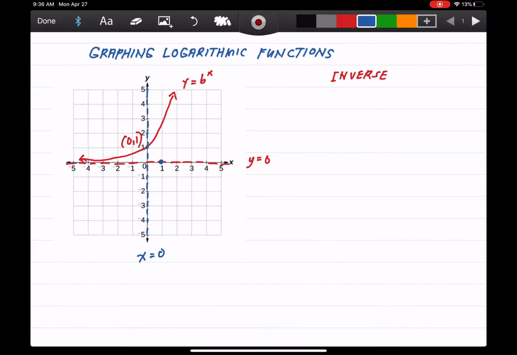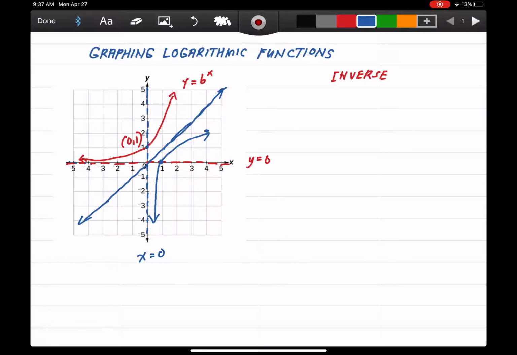Let's graph the line y equals x, because that serves as the mirror for our graph. So the graph would look like this. It's going to approach this line. Sorry for that. Assume that it's perfectly done. So that's how the graph of the inverse of the exponential function looks like.